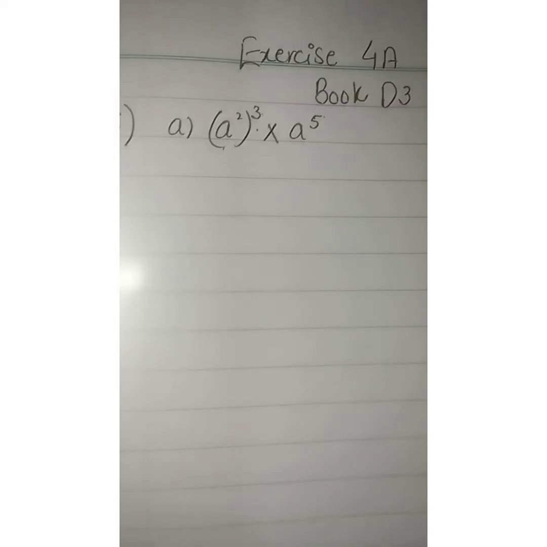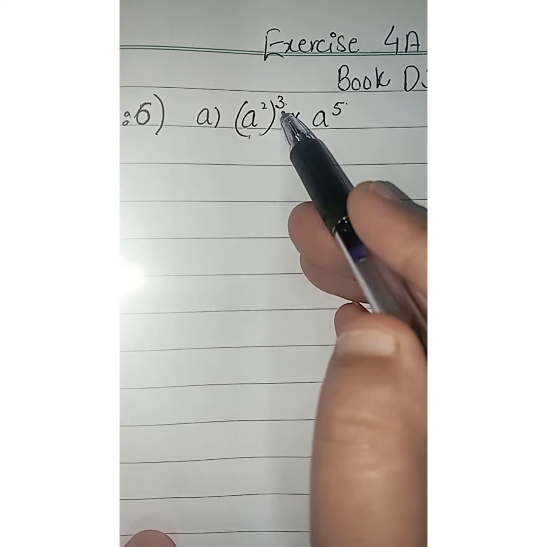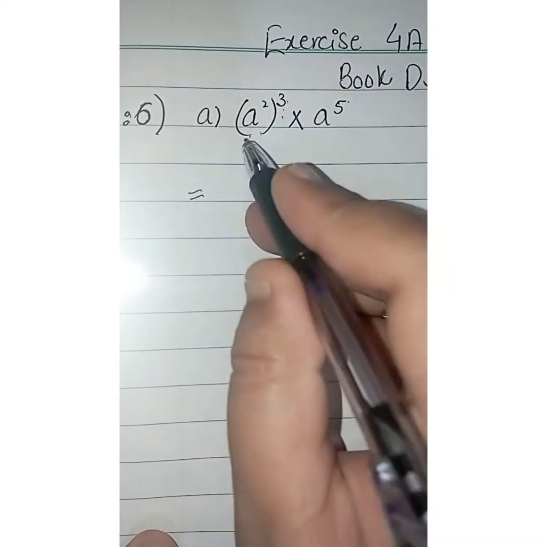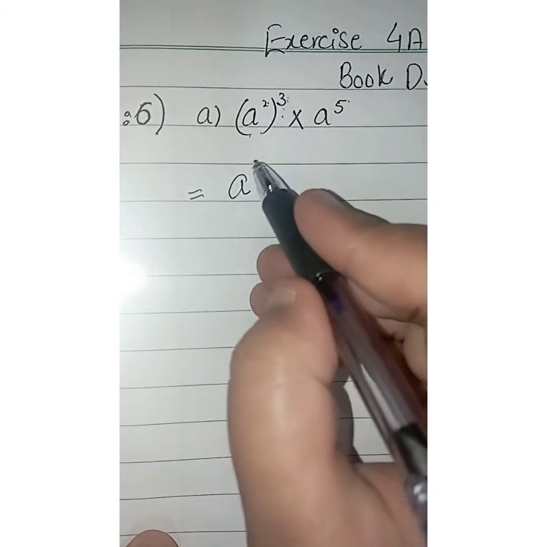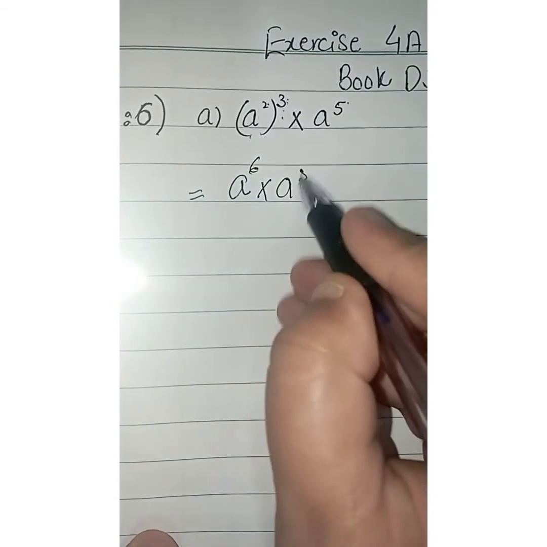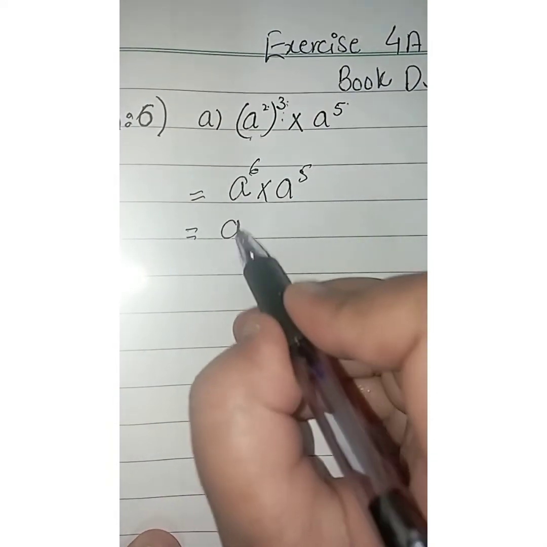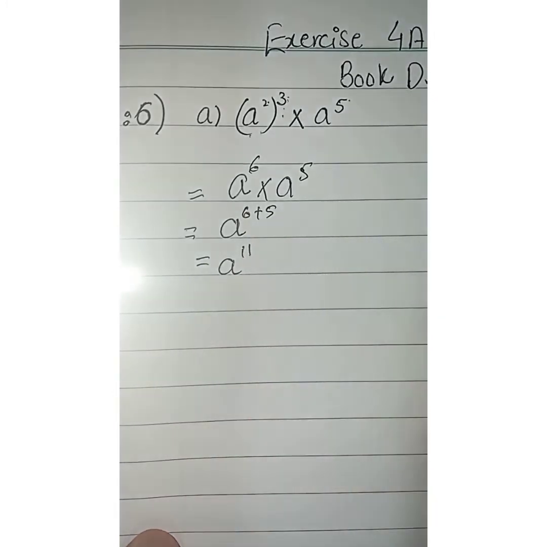Exercise 4A, Book D3, question number 6, part A. A squared to the power 3 multiplied by A to the power 5. So let's apply the power of power rule, and it will become A to the power 2 times 3, which is 6, multiplied by A to the power 5. After this, we know that same bases are multiplied, so we will add the powers, 6 plus 5, and it will become A to the power 11.